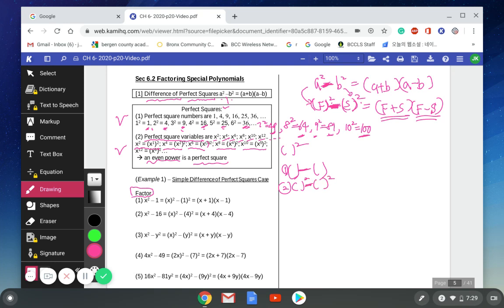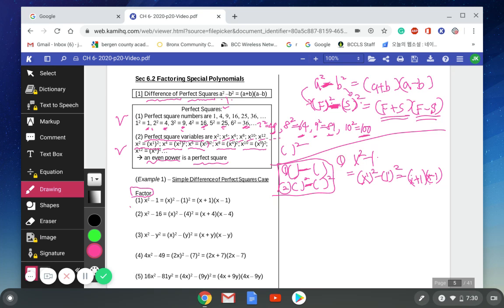Okay, so let's see if we can make x squared minus 1 into squared format. Yes, you can make it x to the square and 1 to the square. So then it becomes a product of a plus and a minus. The first term was x, the second term was 1. So you're adding, and multiply with the quantity of x minus 1.